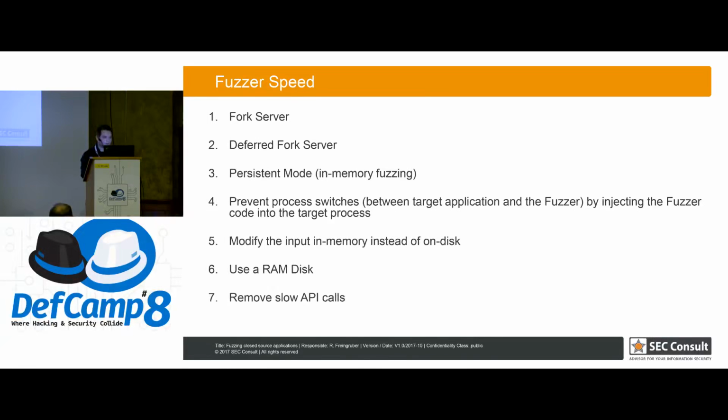As already explained, you have the fork server implemented by AFL. We also have this concept of deferred forks. That means you can say that the fork is not happening at the main function. You can fork in front of the target function which you want to fuzz.